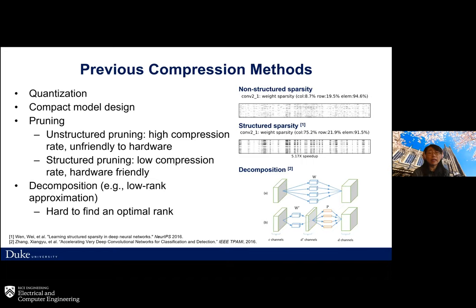Decomposition is another research line. Essentially, it decomposes the weight matrices into a smaller size with a lower rank, and therefore the total number of weights as well as the MAC computation requirement will be reduced. Obtaining an optimal rank for a low rank approximation is tricky because it introduces decomposition errors. If this error is too large, it might not be compensated by the retraining process.